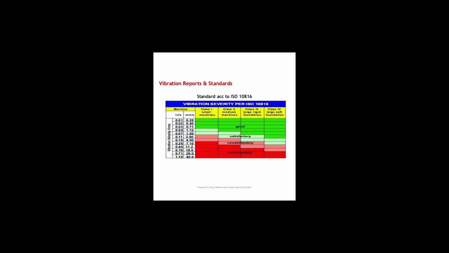So we can conclude from the table that we should keep the vibration of our lathe machine from 0.28 millimeter per second to 4.5 millimeter per second for low amount of vibration and good finishing.